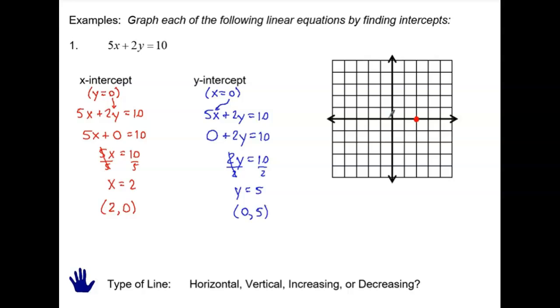Let's plot this point on the y-axis. 1, 2, 3, 4, 5. That is (0, 5). Now that I have 2 points on my line, I can get my straight edge and connect the two to make one line, or one graph of a line right there. I'm going to put arrowheads on both sides so that I know that pattern continues forever.